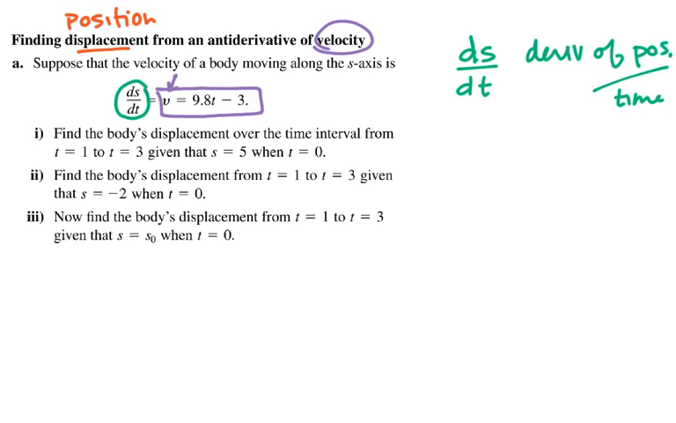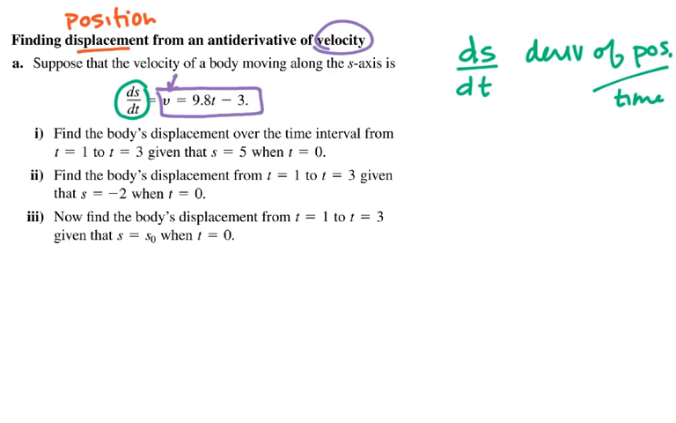So we're going to do three things in this problem. We're going to find the body's displacement over time given an interval. And we're going to do that 3 times. We have 3 parts. 1, 2, and 3 all have different initial conditions, but they're all talking about the same interval across the course of time from t equals 1 second to t equals 3 seconds. Well, we don't have a unit on time measurement here, so just t equals 1 to 3.